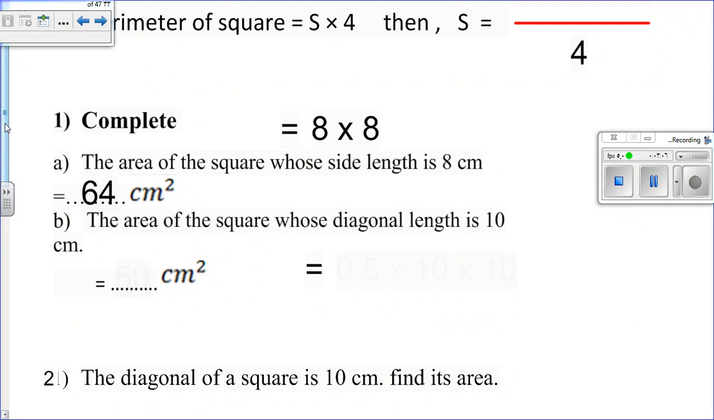Question B. The area of the square whose diagonal length is 10 centimeter will be what? My rule states that area equals half by diagonal by diagonal. Half by 10 by 10. You can write half as a fraction or as a decimal, as you prefer. As a fraction 1 over 2, as a decimal 0.5. Both represent half. Now half by 10 by 10, you can use your calculator or your mind as you prefer. The answer will be 50 squared centimeter.